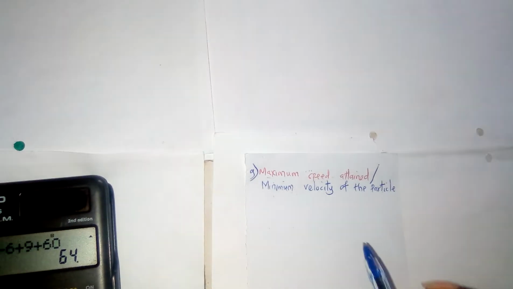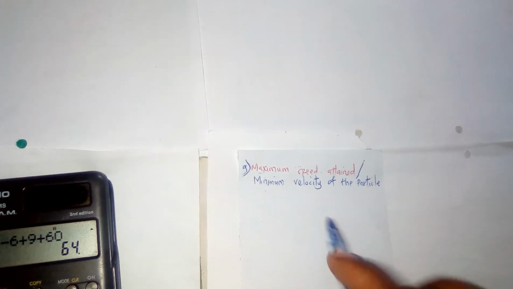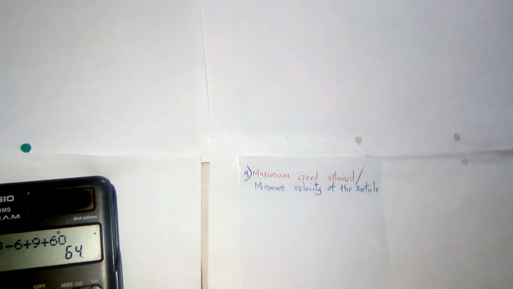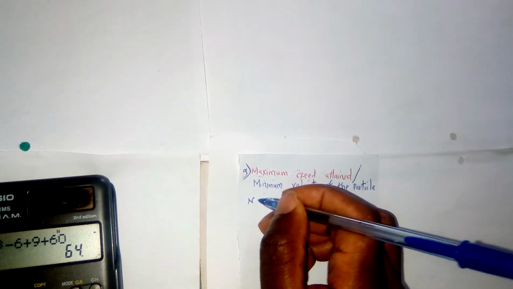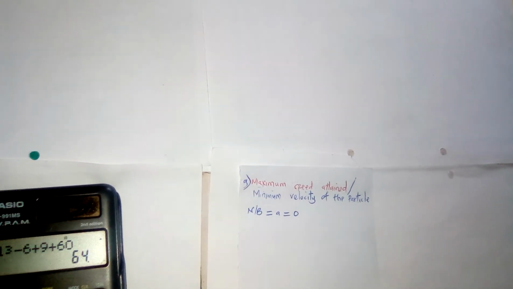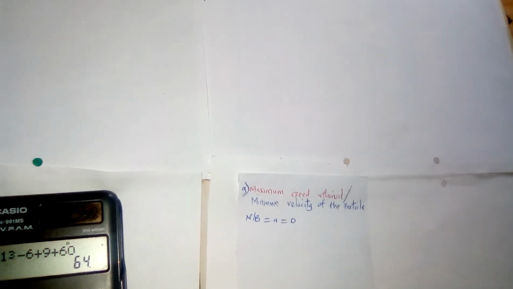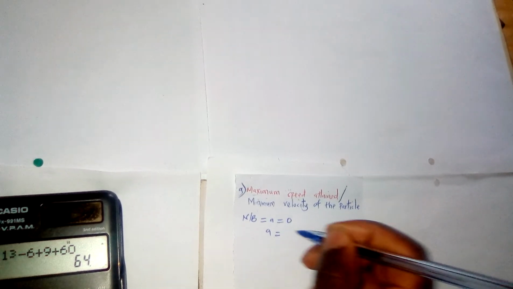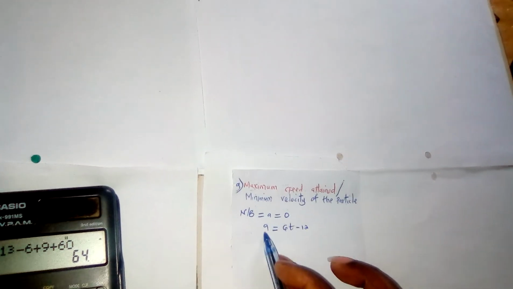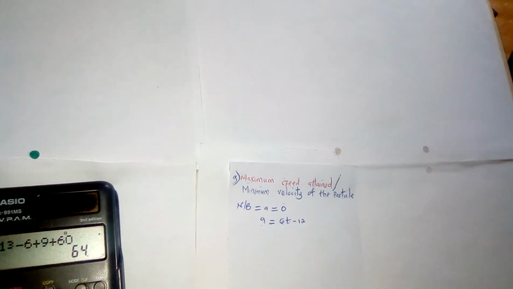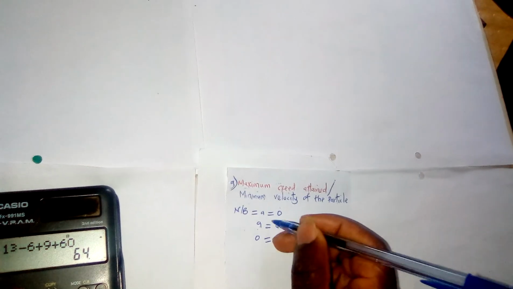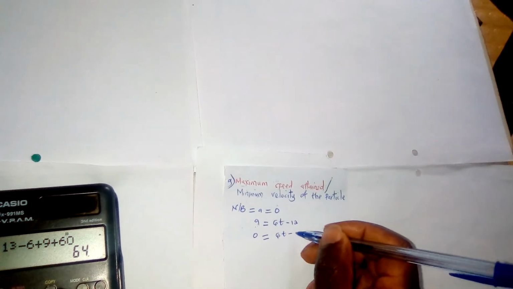And remember, there is an NB there: at maximum speed or minimum velocity, acceleration is always 0. So NB here should be acceleration is equal to 0. Since we already have the equation of acceleration as a equals 6t minus 12, and acceleration is 0, where a is, I'll just substitute 0, then I get the time. So 0, because acceleration is 0, is equal to 6t minus 12.